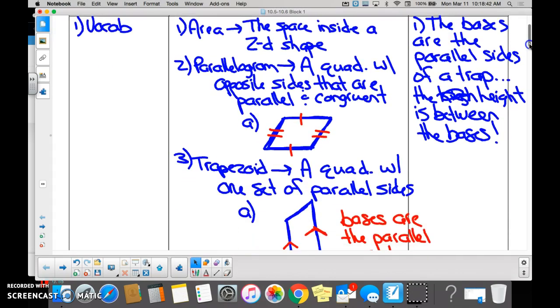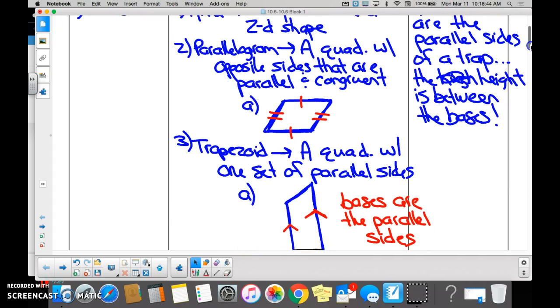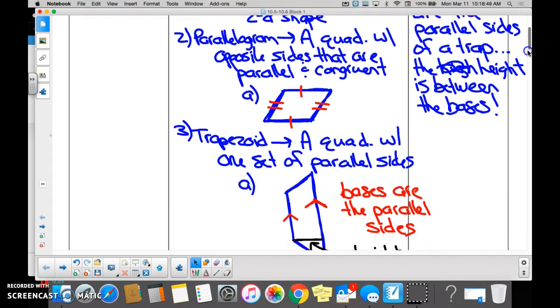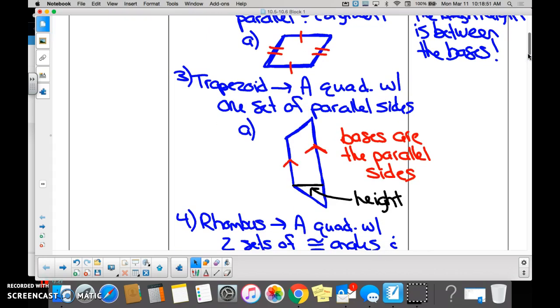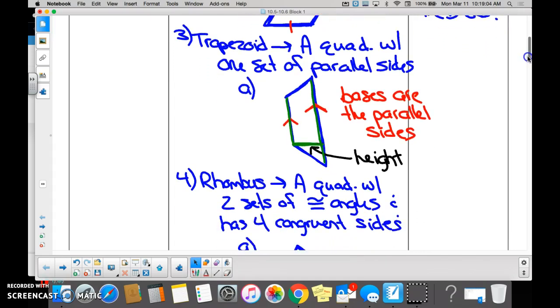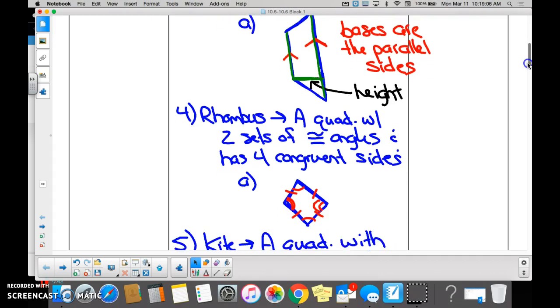That's my goal. Parallelogram: opposite sides are parallel. Trapezoid, really quick. In a trapezoid, the parallel sides represent the bases, and then the distance between the bases is the height. Is that important to know? Yes, because when you plug in your formula, you could definitely use that information.